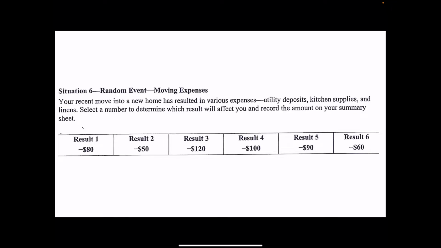Number 6, a random event. Your recent move to a new home has resulted in various expenses: utilities, deposits, kitchen supplies, and linen. Select a number to determine which one will affect you. I'm going to choose a purple card, and it ended up number 3. So the number that you will put in slot situation 6 is negative $120 for moving expenses. And again, pause if you need to in order to figure out your new balance.